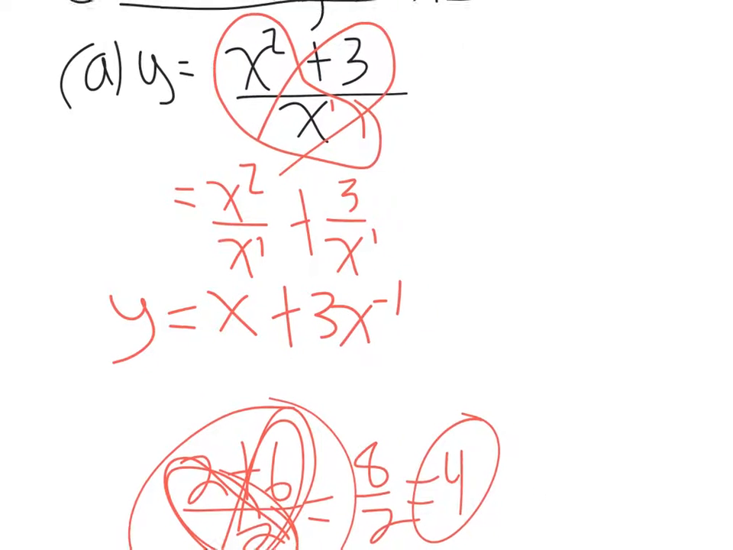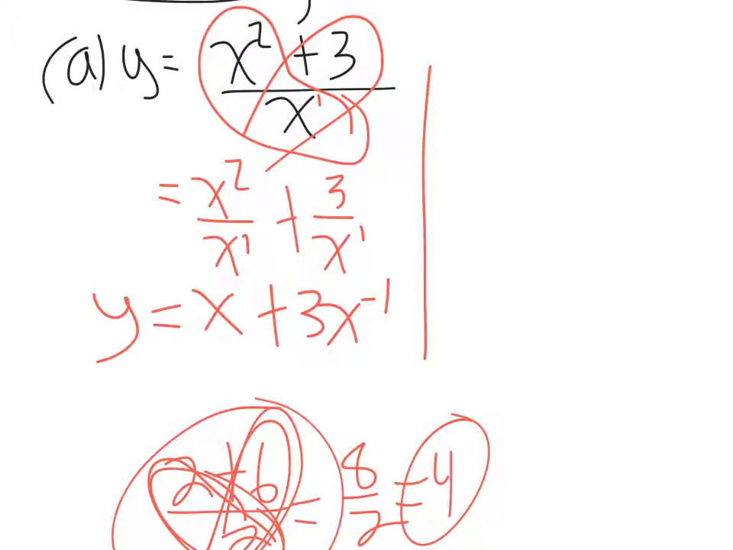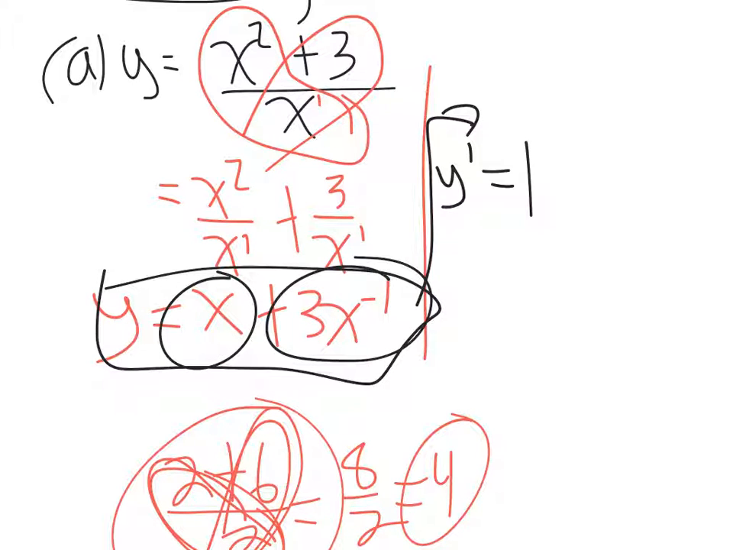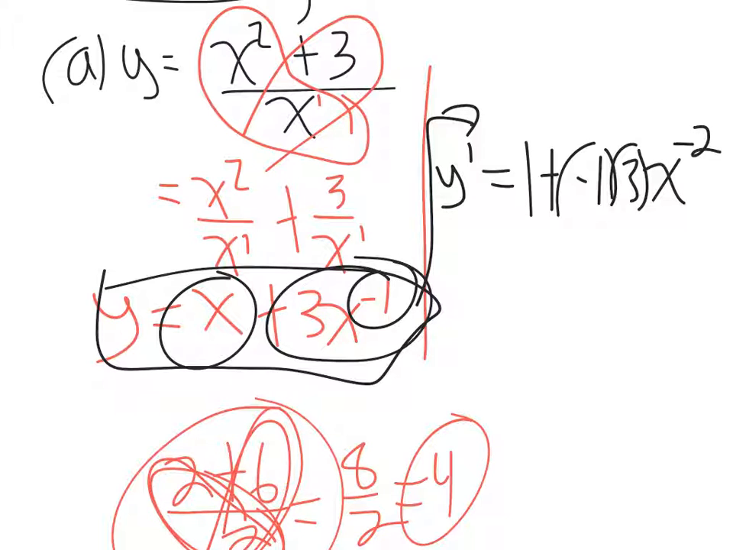Now I can actually differentiate. So I'm going to take this right here, go up to here, and differentiate. Y prime equals, the derivative of x is just 1, and the derivative of 3x to the minus 1 is going to be, so plus negative 1, because that negative 1 becomes the coefficient, multiplied by the other coefficient 3, reduce the exponent by 1, negative 2. So that will become 1 minus 3 over x squared. And that's what y prime is.